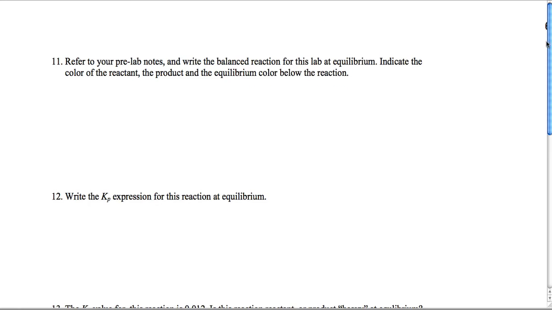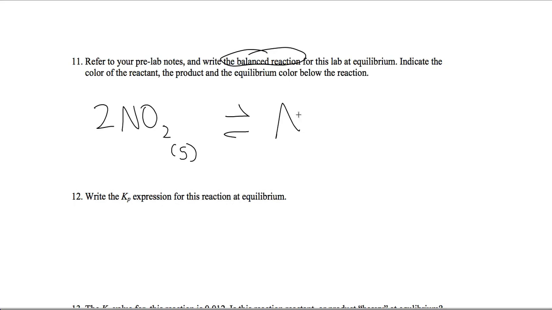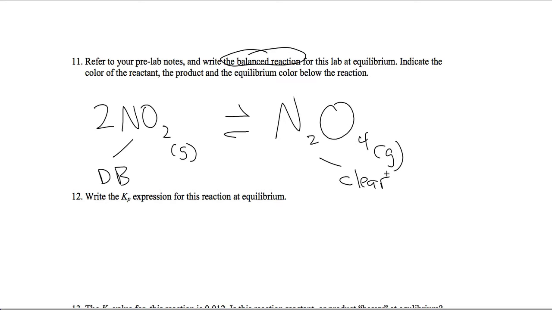All right, number 11. Refer to your pre-lab notes, which you don't have, and write the balanced reaction for this lab equilibrium. Okay, so that was 2 NO2 gas in equilibrium with 1 dinitrogen tetraoxide gas. Indicate the color of the reactant. Okay, this was dark brown. The product, this was clear, and the color at equilibrium, that was light brown.